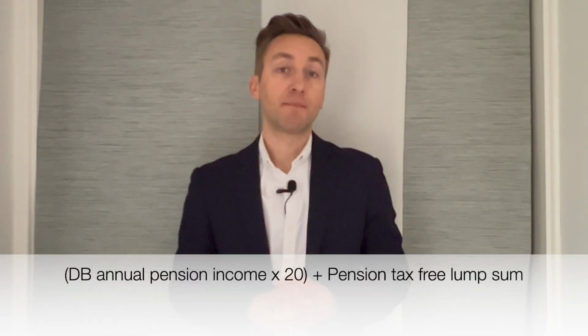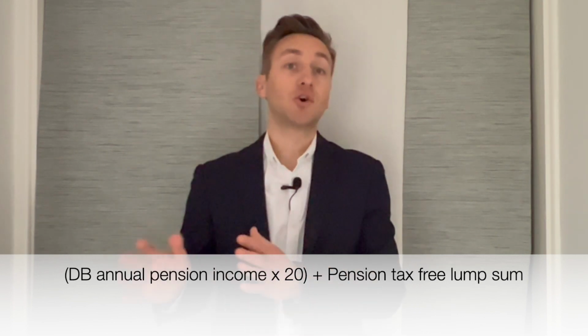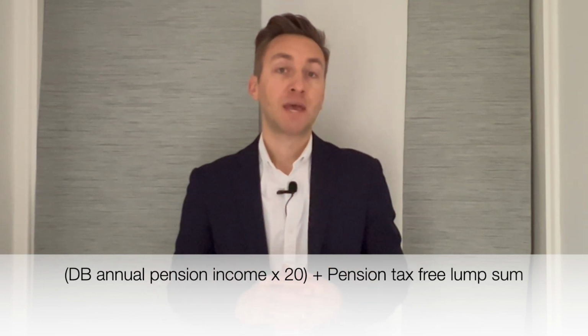So once you have that information, use the annual defined benefit pension income figure, multiply it by 20 and add on the tax-free lump sum. This will give you your figure for lifetime allowance purposes.